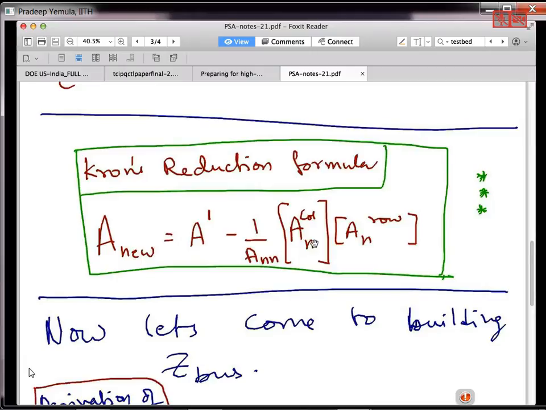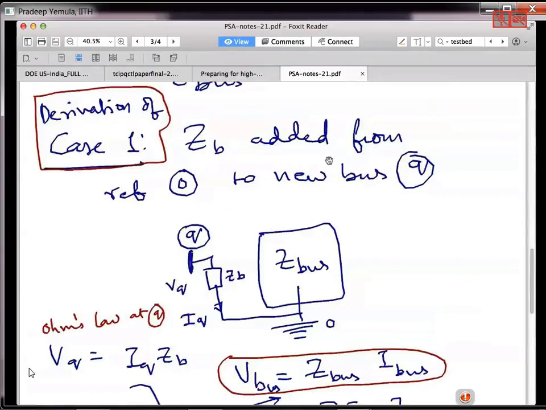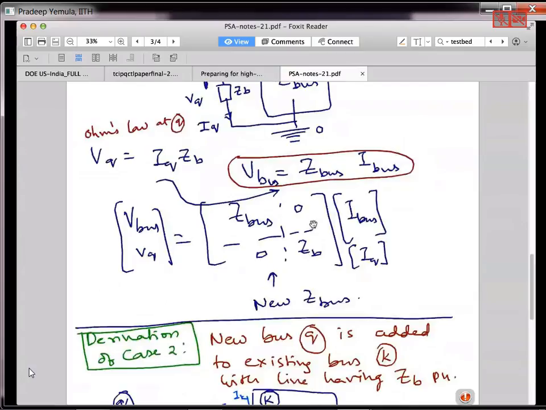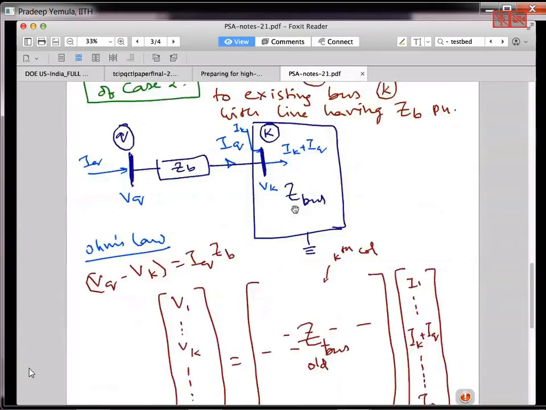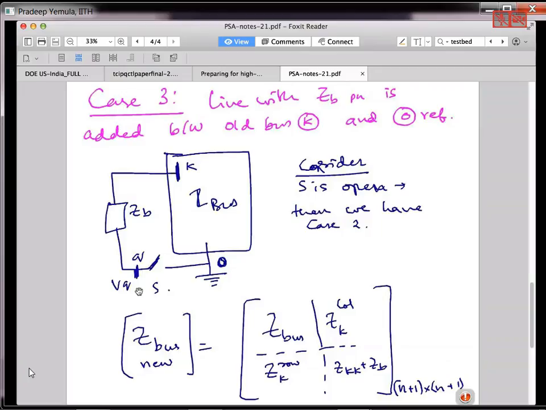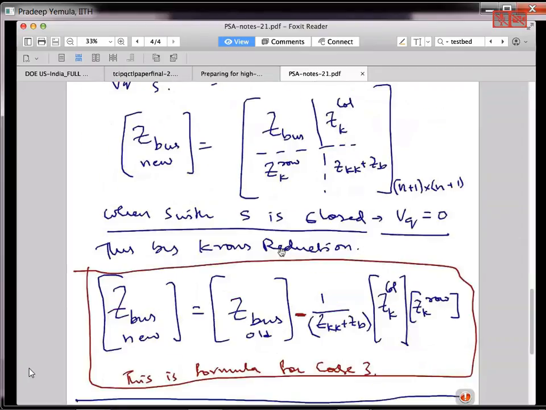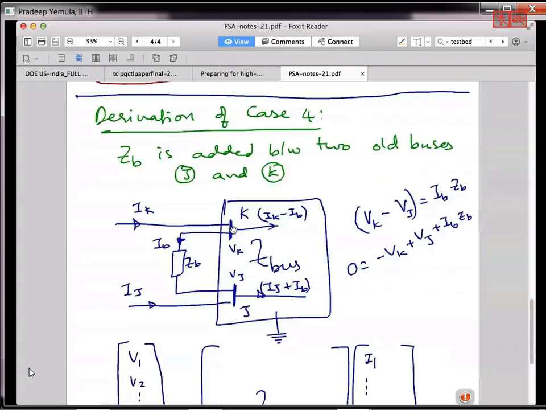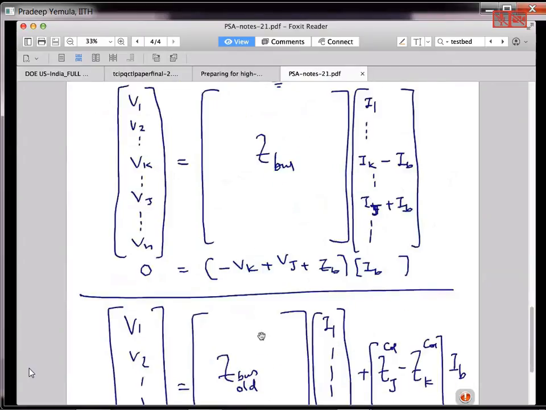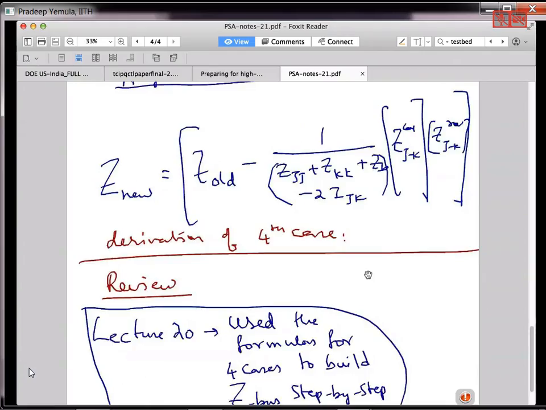Then, coming to power systems, I derived all 4 cases. This is case 1, and this is case 2, where you are adding a new bus to an existing bus. Case 3 is where an existing bus is connected to the ground, and finally case 4 is where we are adding a new line between 2 existing buses. For each case we have the formula available, and using that formula we are calculating the Z-bus. So that's a quick review.